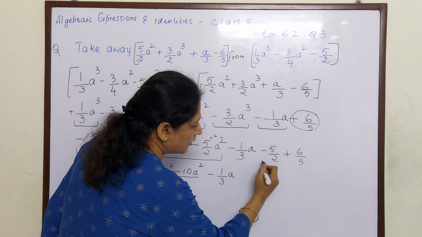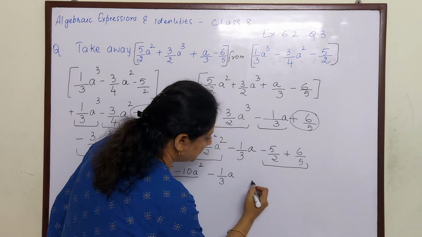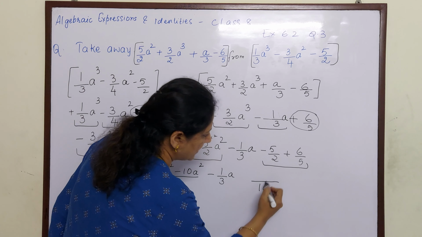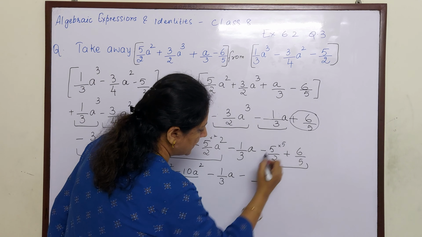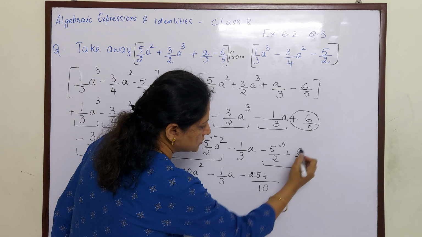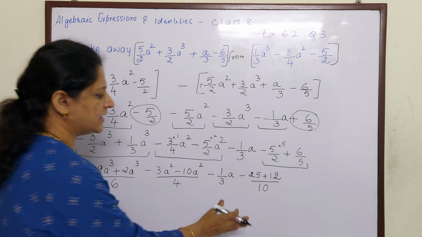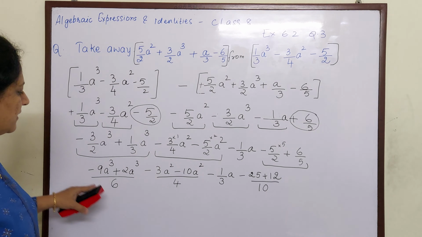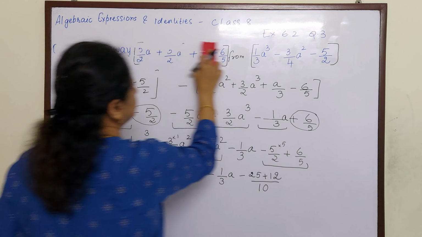Now let us see the constant. The LCM is 10 because they are again prime numbers. So 2 5s are 10. So minus 5 into 5 is minus 25, plus 5 2s are 10. So 6 2s are 12. Okay children. So now we have come to the last part. We have to just solve this. Okay. I will write it here.